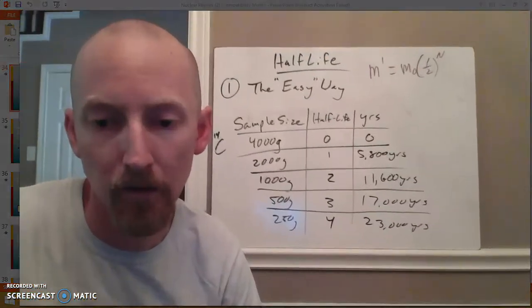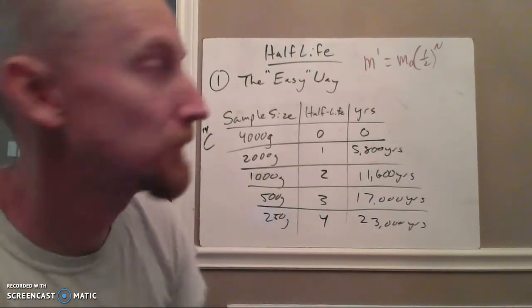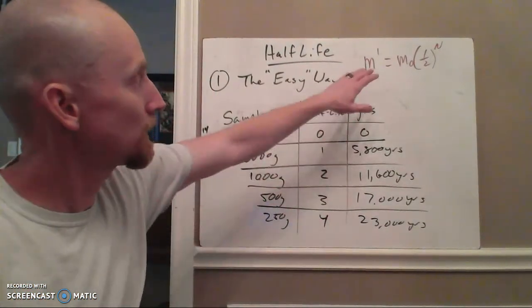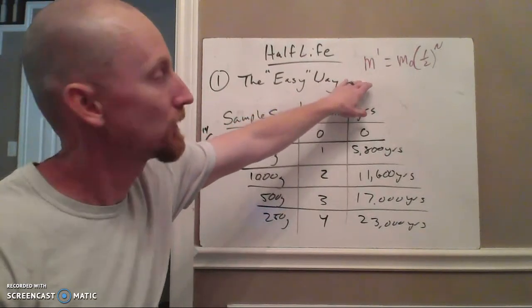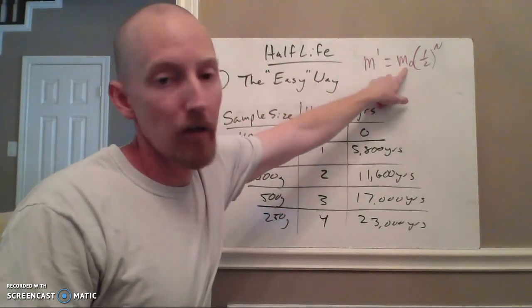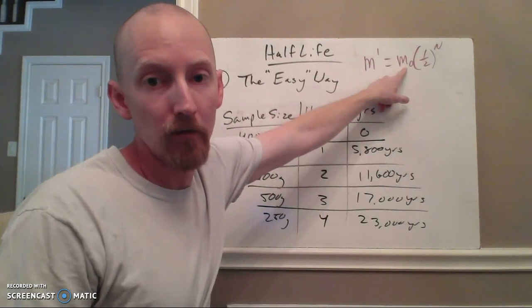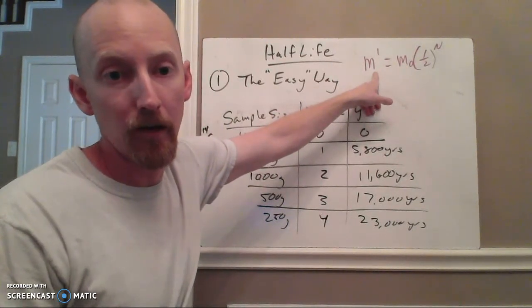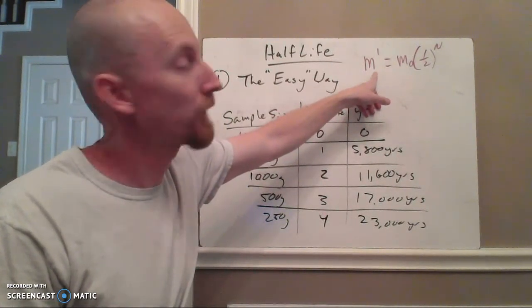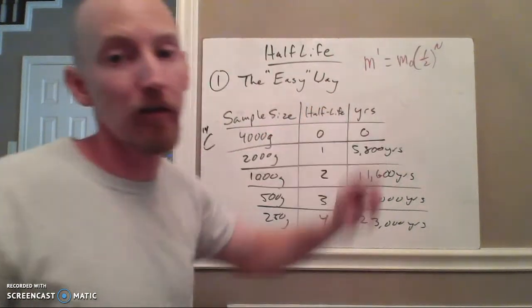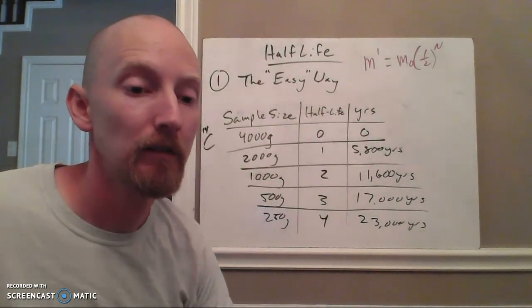I only have about a minute left. This is the easy way, right? I was just talking about this. Here's the equation that you can use, okay? This is the amount of mass that you would have to start with. This is the amount of mass that you would have left over after a certain amount of time. N up there is the number of half-lives. So that's how this works. Let me make myself small.